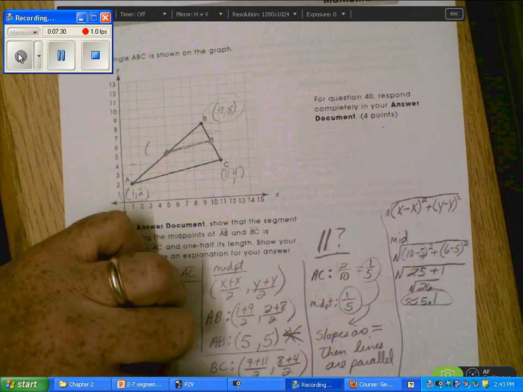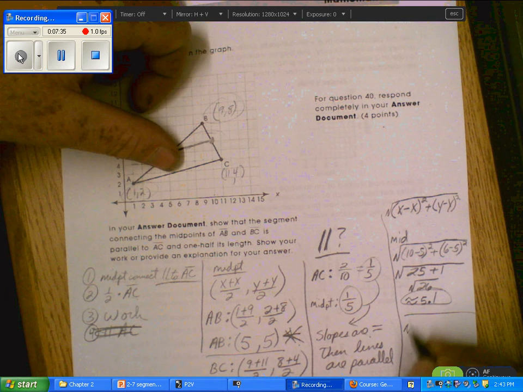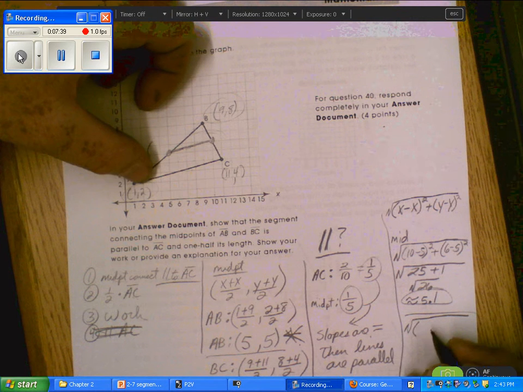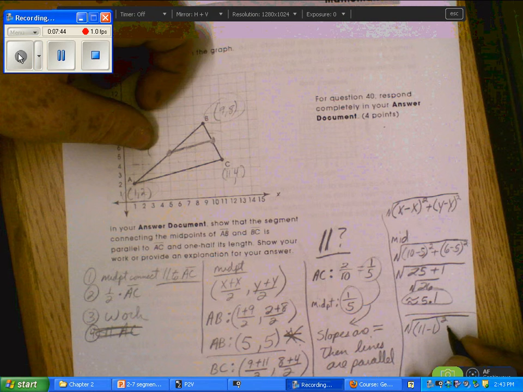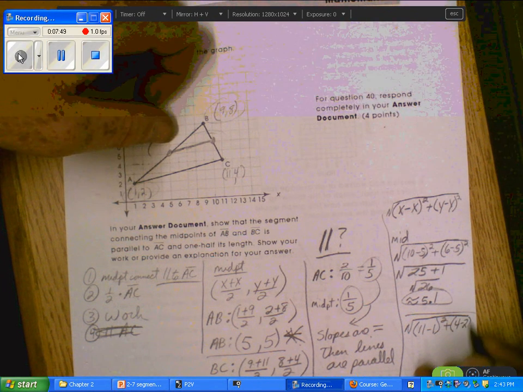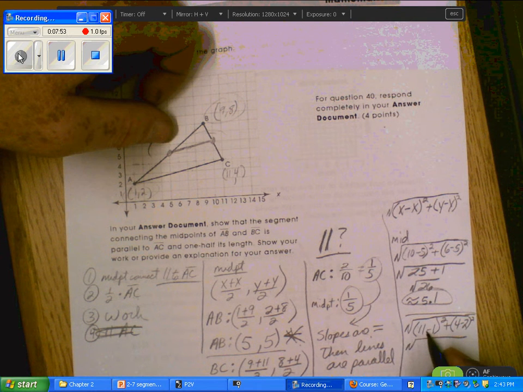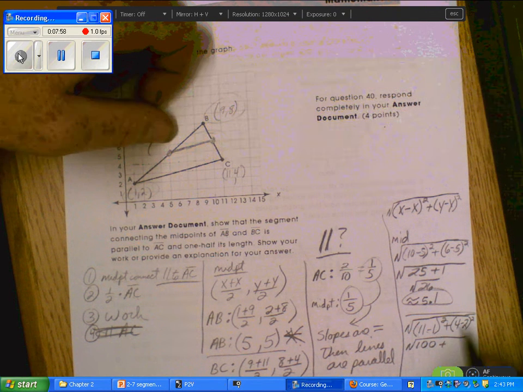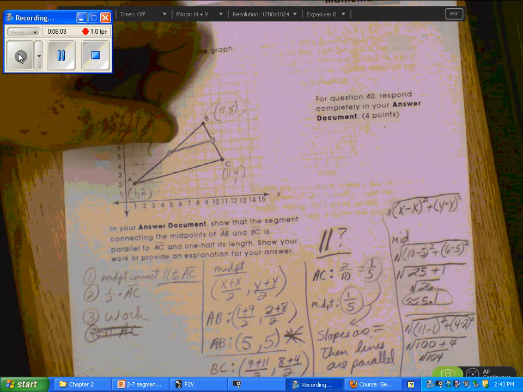Now we're going to find the length of segment AC. I'm going to do the same thing, but use these coordinates for A and C. I'm going to do 11 minus 1 for our x's, and 4 minus 2 for our y's. 11 minus 1 is 10, and 10 squared is 100. 4 minus 2 is 2, and 2 squared is 4. So we've got 104. We take the square root of 104.